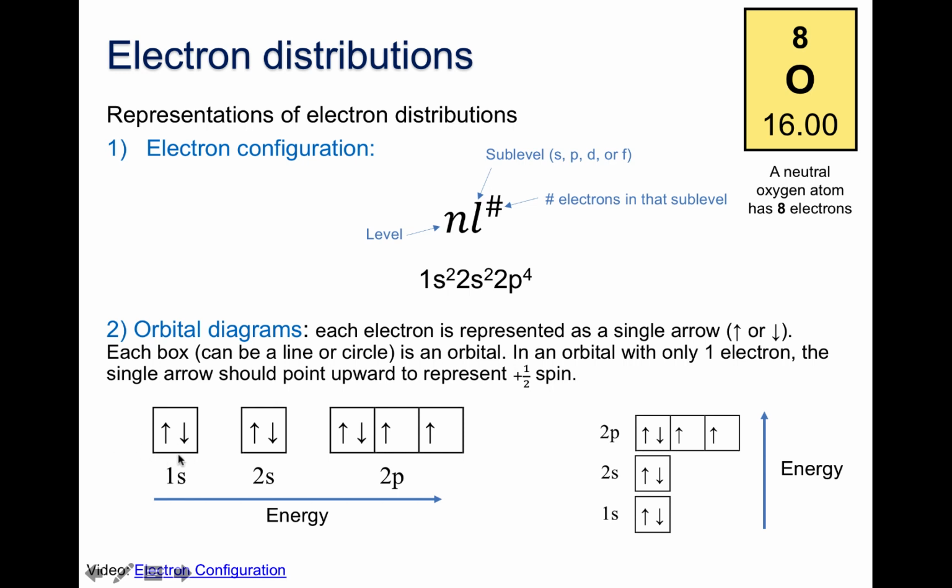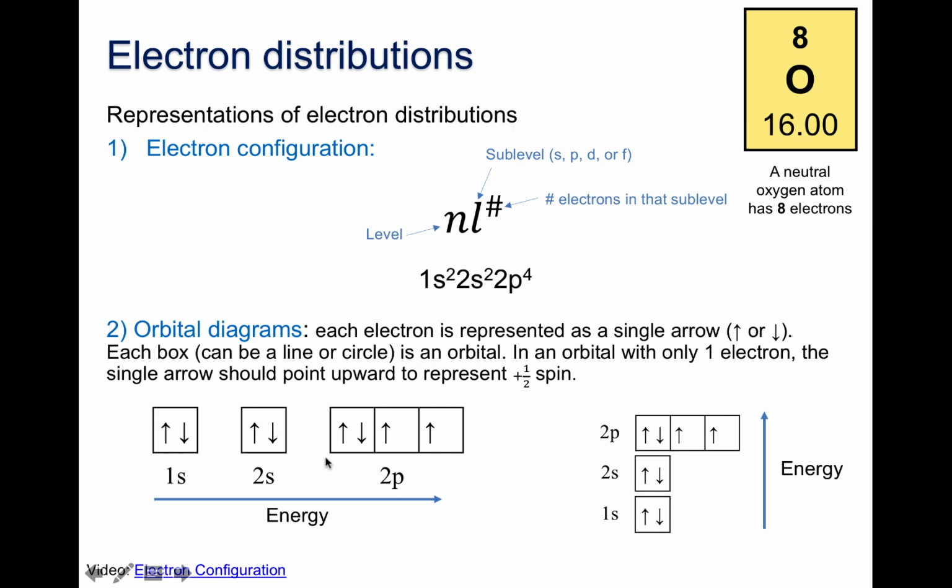And in the 1s orbital, we've got 2 electrons, and they have to have opposite spins according to the Pauli exclusion principle. So we've got one facing up and one facing down to represent the 2 electrons in that 1s energy level. In the 2s energy level, we've got 2 electrons, one up, one down.